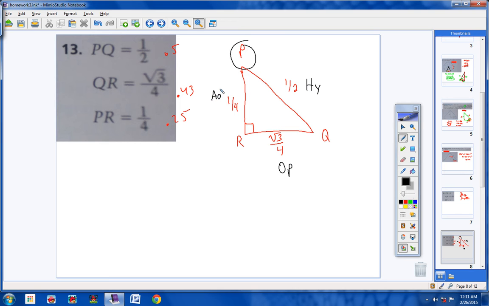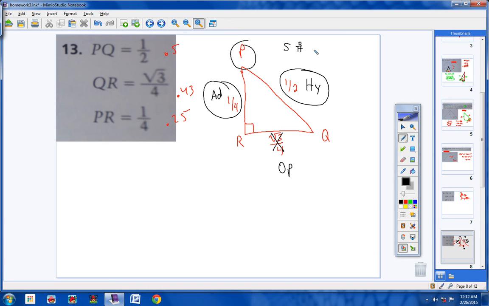In order to find angle P, I don't really want to use the square root. That's going to be a mess. I would rather use 1/2 and 1/4. That's just my opinion. You are more than welcome, students, to use this side here. Okay, that's fine. I'm not going to. It's got a square root. It's going to be a little messy, so I'm not going to use this side. I'm going to use these two sides here, okay? So I'm using adjacent and hypotenuse. Now think of your functions.